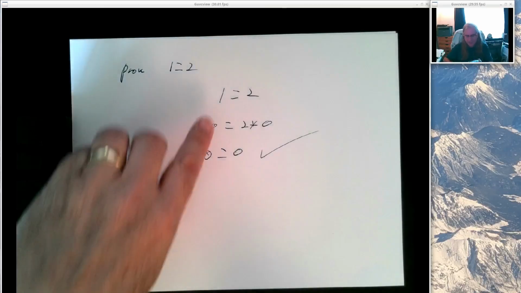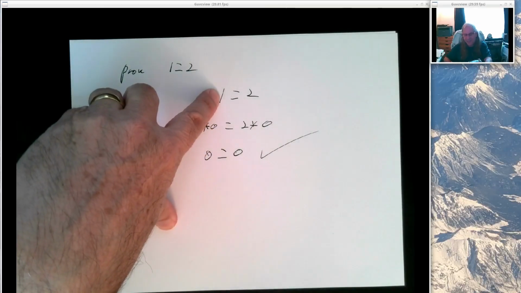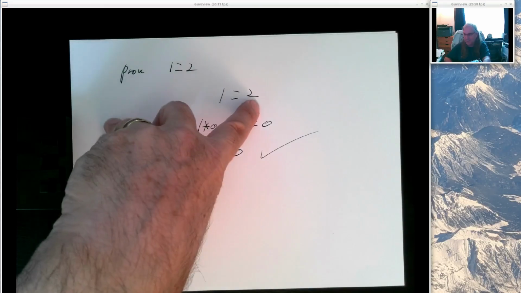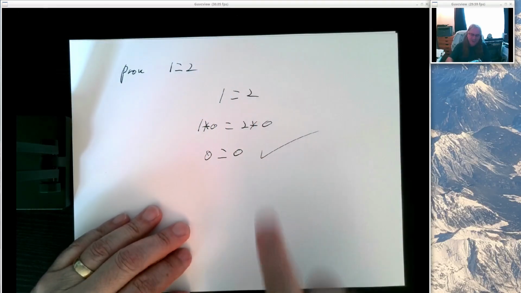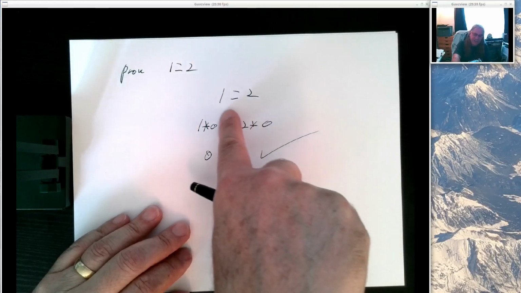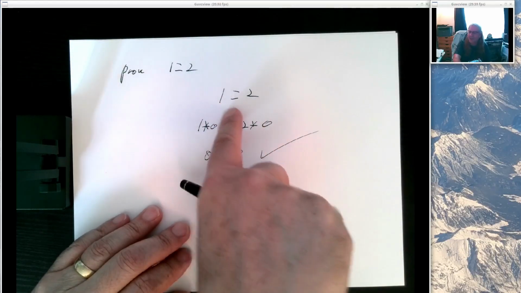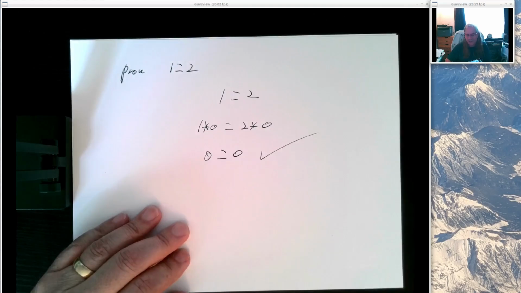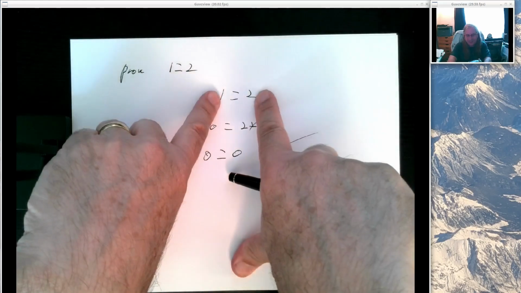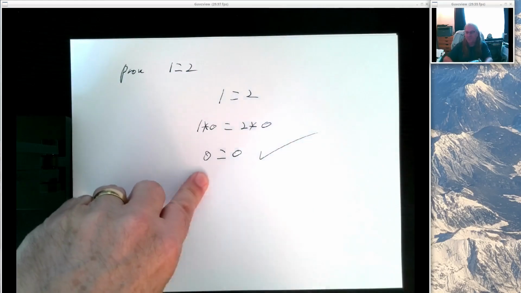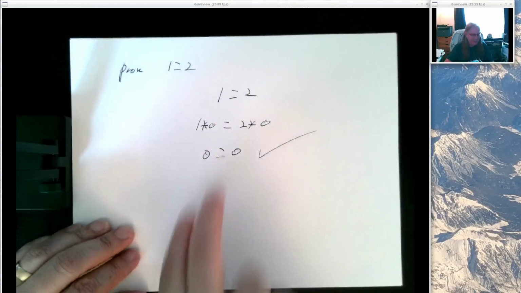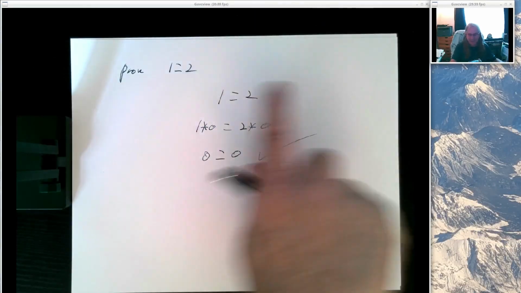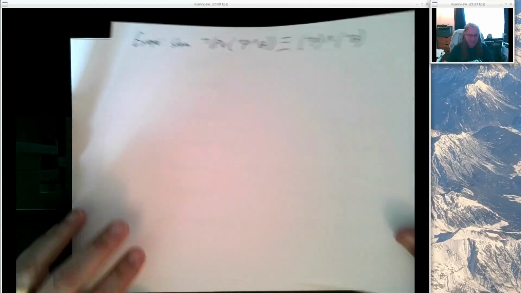Now, if I start with 1 and I can do some things to that and eventually turn it into 2, then I've got a valid proof. Or if I start with 2 and I do some things to eventually turn it into 1, that's a valid way to show these are equal. But doing something to both sides and ending up with something equal does not prove that you started off with two things that were equal. That would be a fallacy.